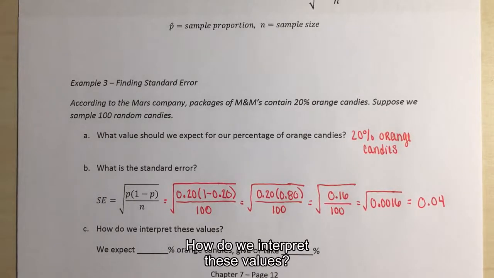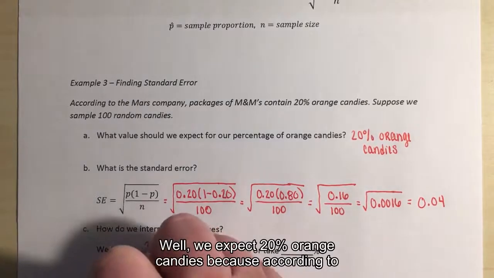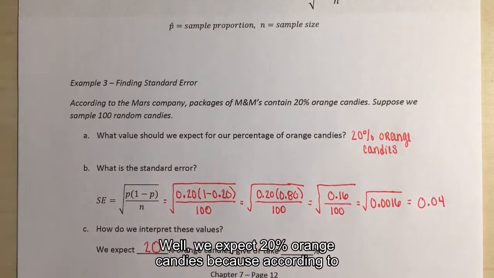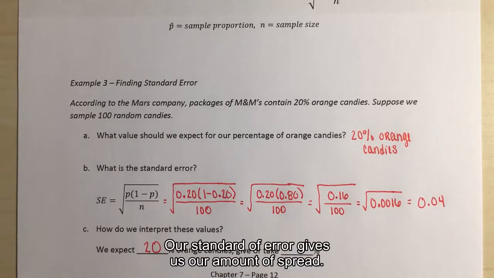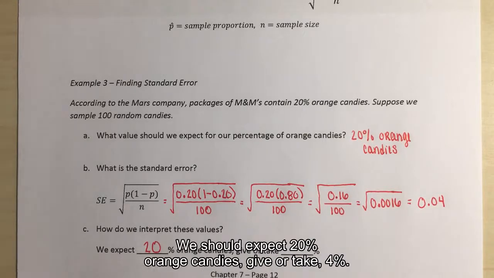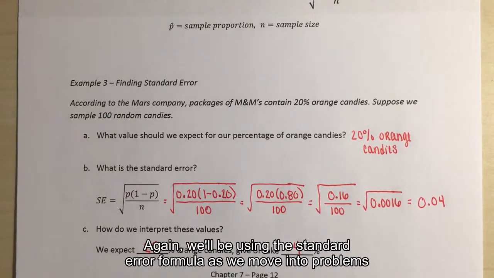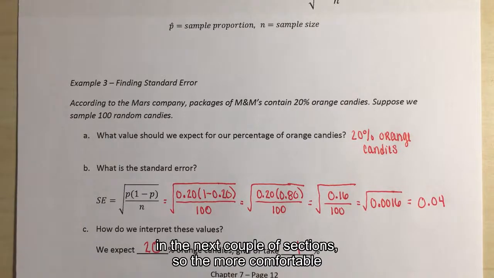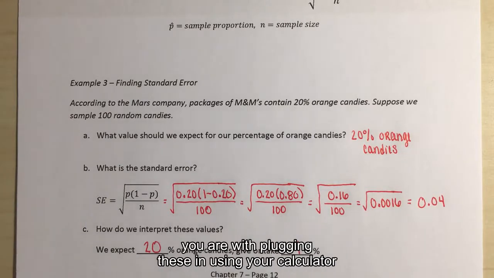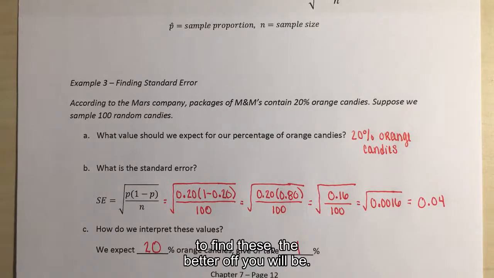Okay. So how do we interpret these values? Well, we expect 20% orange candies, because according to the company, that's what they contain. Our standard error gives us our amount of spread. So we should expect 20% orange candies, give or take 4%. That is our standard error, and that's how that all links in. Again, we'll be using the standard error formula as we move into problems in the next couple of sections. So the more comfortable you are with plugging these in and using your calculator to find these, the better off we will be.